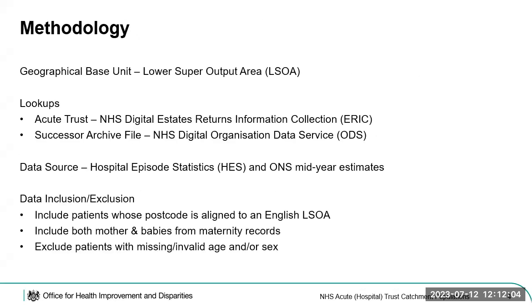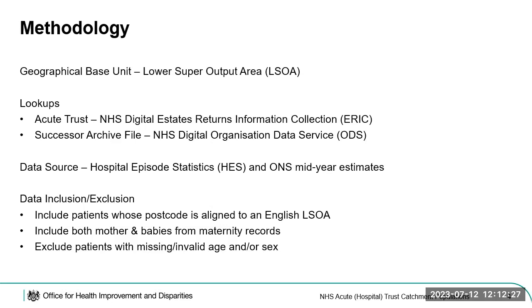So a bit of background on the methodology and how we do that. We use a geographical base unit, the lower super output area, because from our pseudonymized HES data, that's the smallest geography that we have available. I use certain lookups, and I have referred to them as NHS Digital. I know they're now NHSE, but as the websites haven't changed, then you can find them.